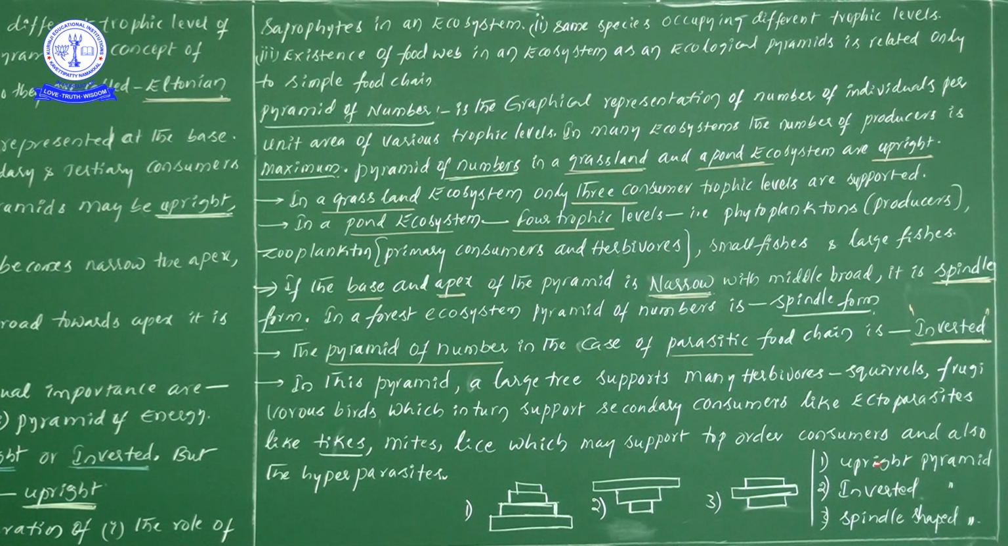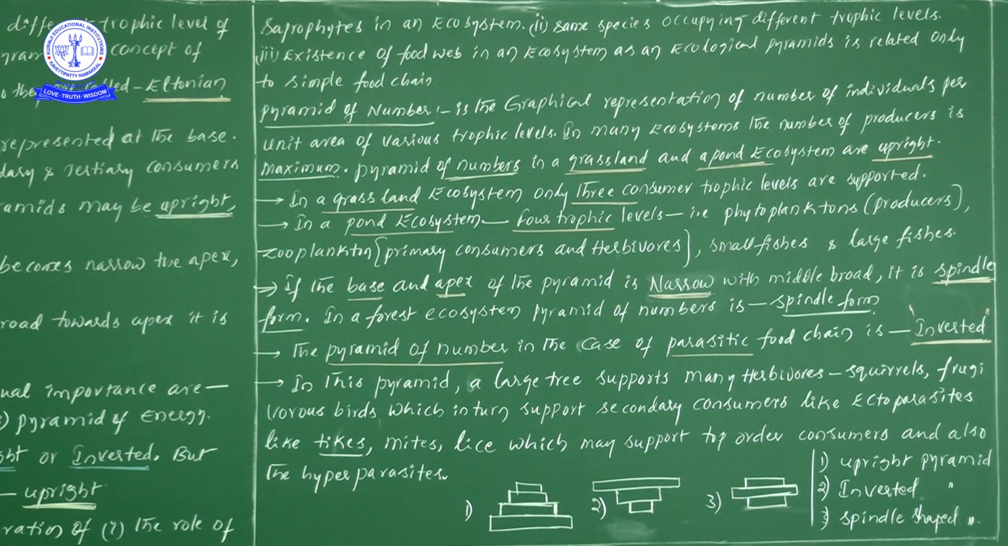Once you see one upright pyramid, the second one is inverted. Here inverted means the base of the pyramid is narrow, while moving to the apex the pyramid becomes broad. So at that time we can see the inverted pyramid, meaning here the number of primary producers is less and the dependents gradually become more. So that is the inverted type.